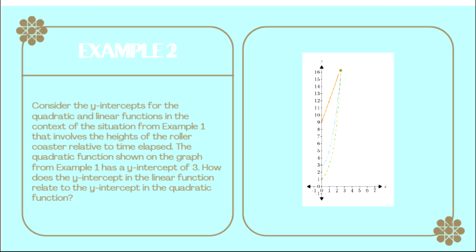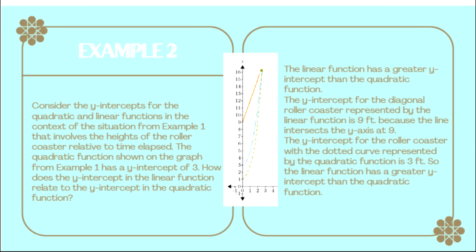Here's example 2. Consider the y-intercepts for the quadratic and linear functions in the context of the situation from example 1. So this is the same one we were just looking at, that involves the heights of the roller coaster relative to the time elapsed. The quadratic function shown on the graph from example 1 has a y-intercept of 3. So right there. How does the y-intercept in the linear function relate to the y-intercept in the quadratic function? So we're looking at this one and this one. The linear function has a greater y-intercept of 9 than the quadratic function, which is at 3.